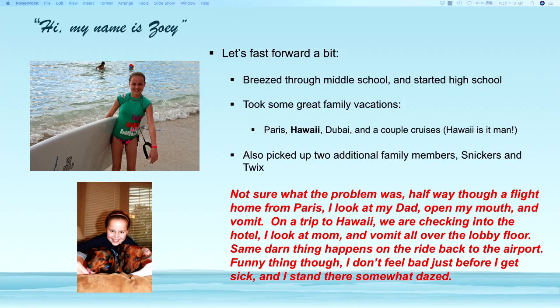Same darn thing happened again where we were checking in as a family at the Moana Surfrider in Waikiki, and my dad's up at the counter and he's checking us in. I'm standing beside my mom. I look over at my mom with a dazed face, and I vomit all over the nice carpet of the Westin Moana Surfrider. And so again, this time my dad is pretty angry.